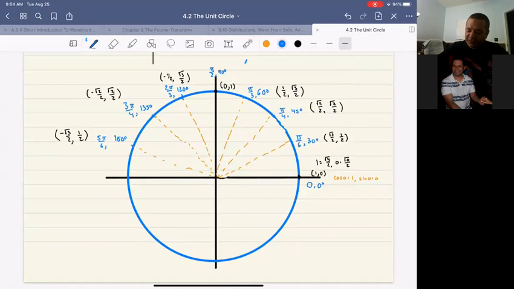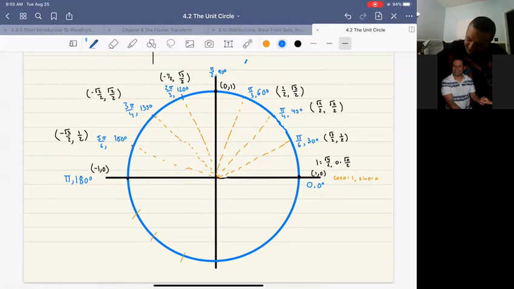This angle over here, I've already mentioned it. It's 180 degrees or pi. And of course the point is going to be negative 1, 0. All right, we're going to keep going. I'm going to go much faster now. I have 3 more angles in there, doing the same sort of thing.